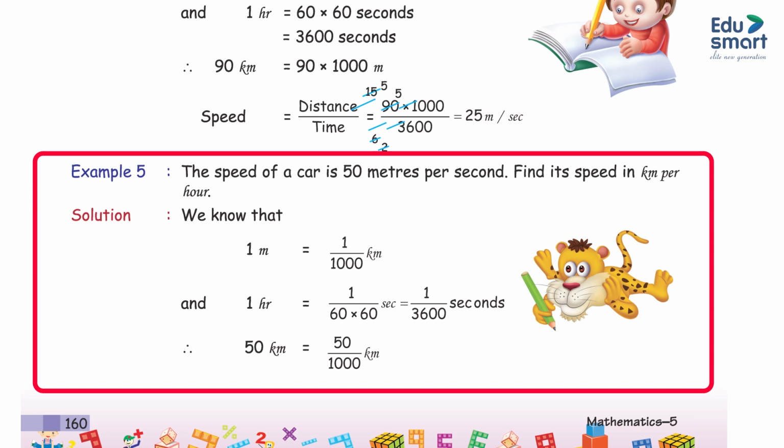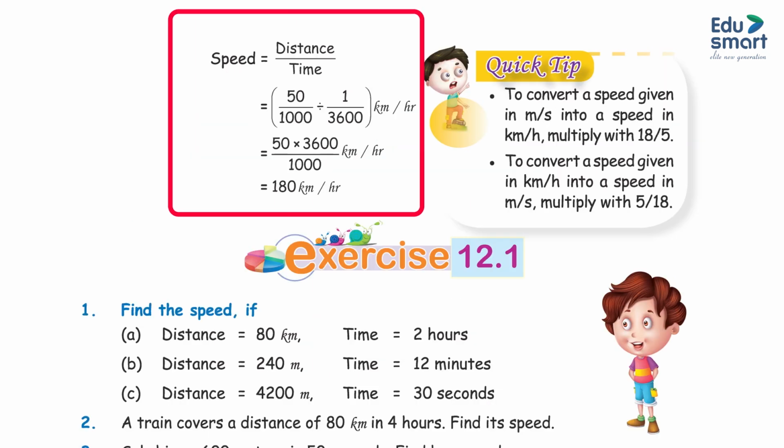Solution. We know that 1 meter equals 1 upon 1000 km and 1 second equals 1 upon 60 into 60 hour, which is 1 upon 3600 hour. 50 meters equals 50 upon 1000 km. Speed equals distance upon time. 50 upon 1000 divided by 1 upon 3600 km per hour. 50 into 3600 upon 1000 km per hour. 180 km per hour.